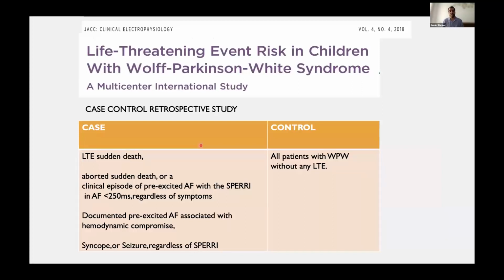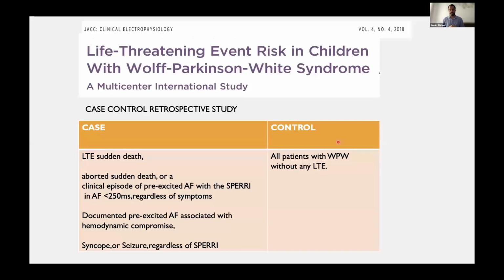So it's not just the sudden cardiac death. Then there was another study. People looked at, what about the life-threatening events? So patients who have aborted sudden death, or who present with hemodynamic instability, either with AF, with pre-excited AF, or who had syncope. So they tried to look at these cases and compare them with controls. They tried to figure out whether we can differentiate this cohort of patients who present with life-threatening events as compared to just controls who had just asymptomatic pre-excitation on the ECG.